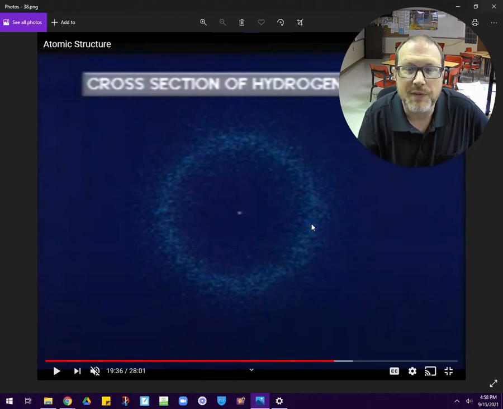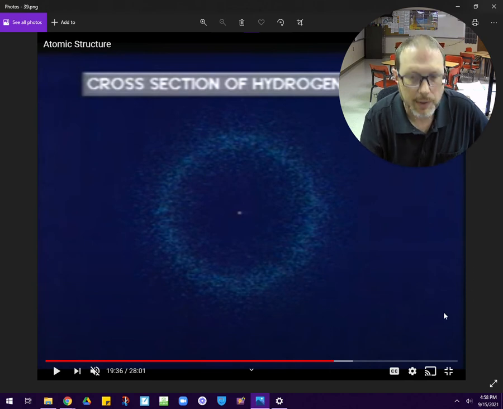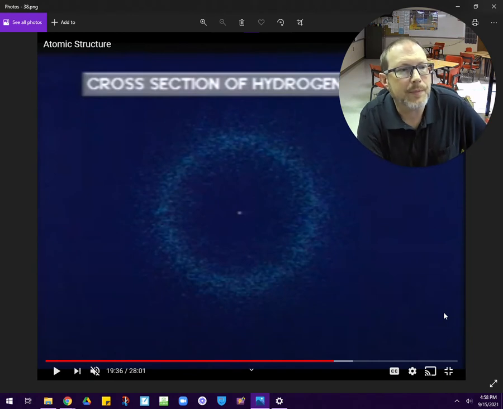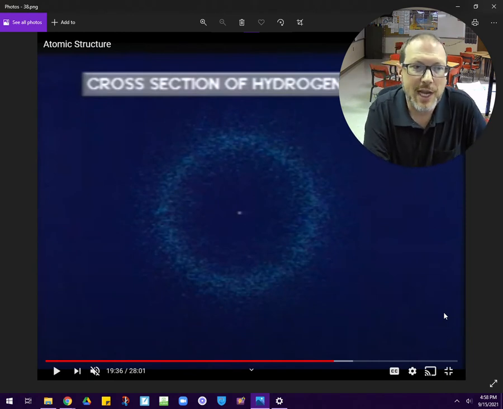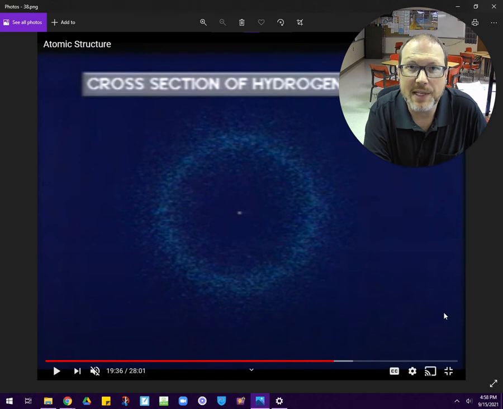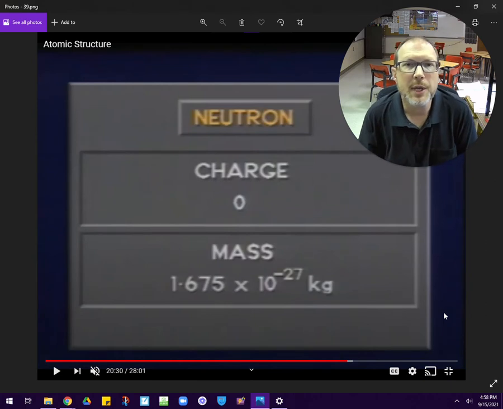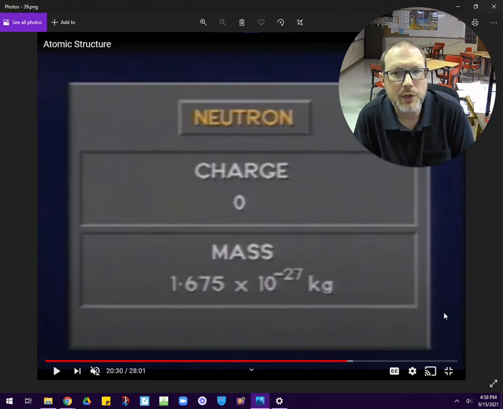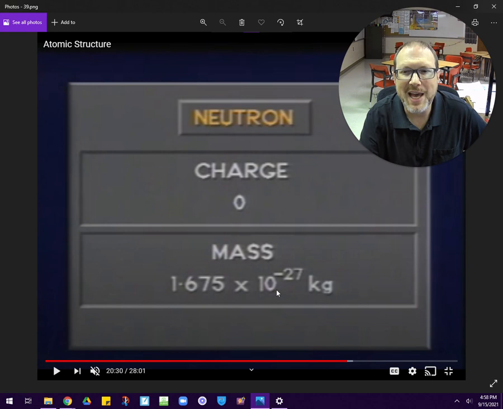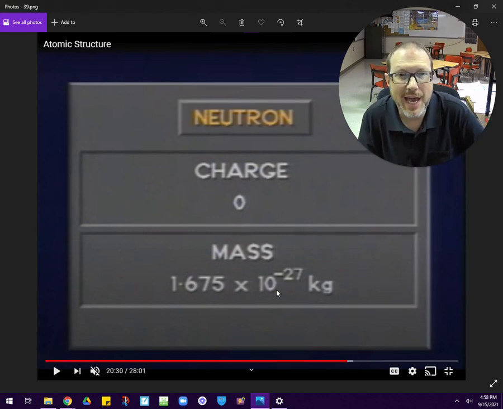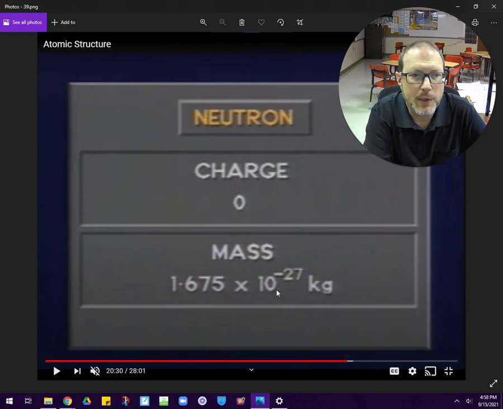This right here is kind of depicting what it's like. We've got a really tiny nucleus at the center, and then electrons arranged on the outside, sort of in a cloud. In 1932, a gentleman named James Chadwick found another part of the atom that didn't seem to have any charge, but it still had quite a bit of mass. He named it the neutron because it was neutral. It had zero charge, but it had about the same mass as a proton, as well as being found in the atom's nucleus.